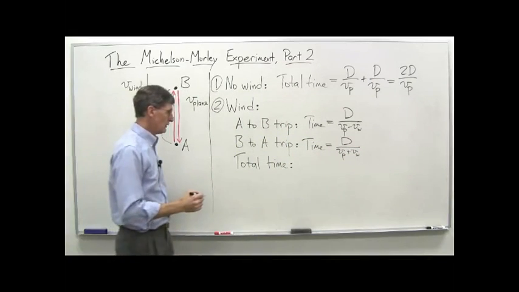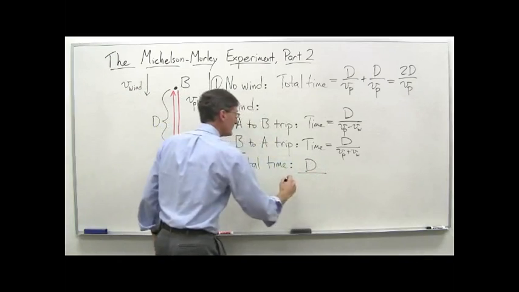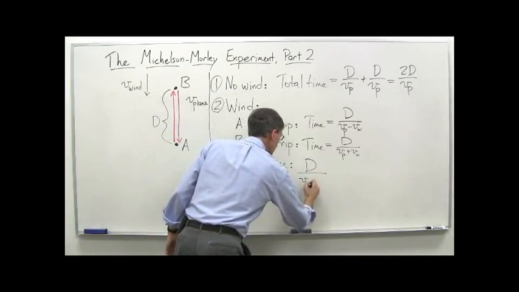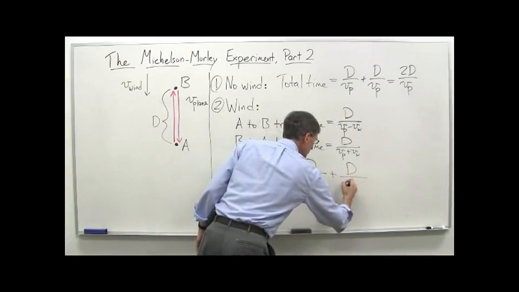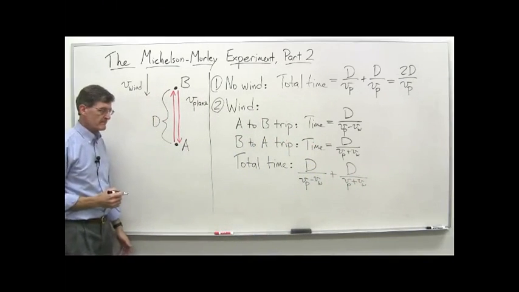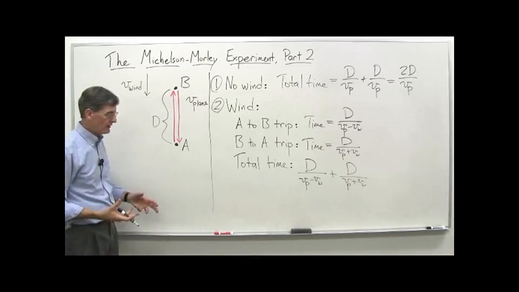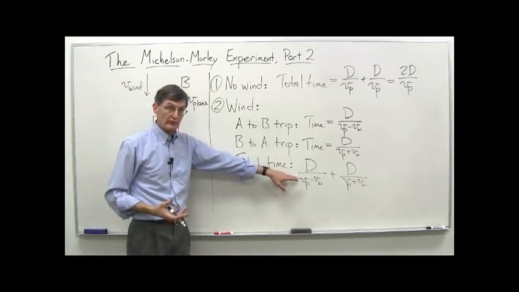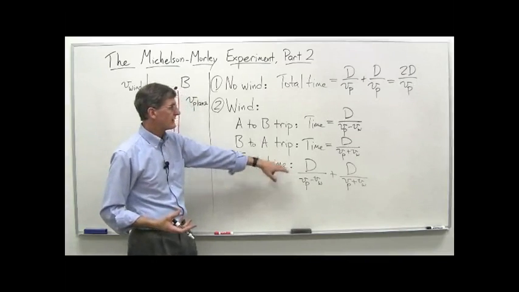So the total time is going to be d over vp minus vw plus d over vp plus vw. Okay? And now here's where a little more of the algebra comes in, we'd like to simplify this a little bit. See if we can get it into a nicer form such that we can really compare it to this.